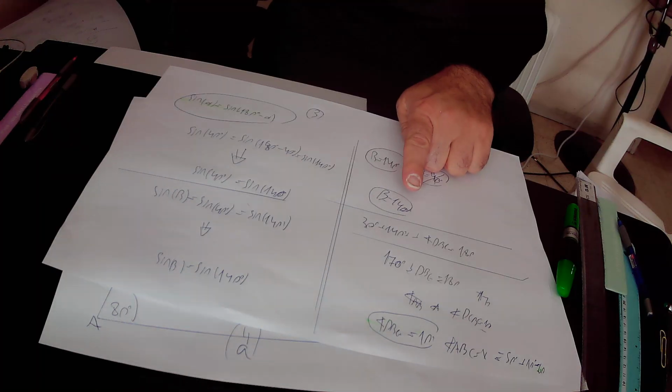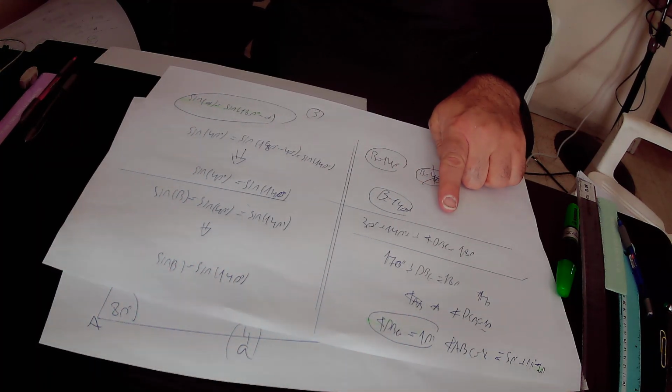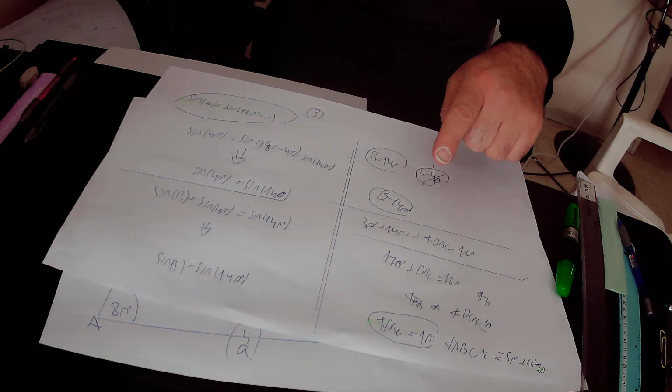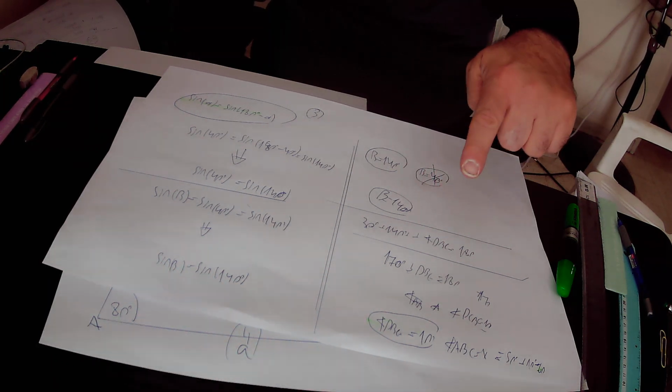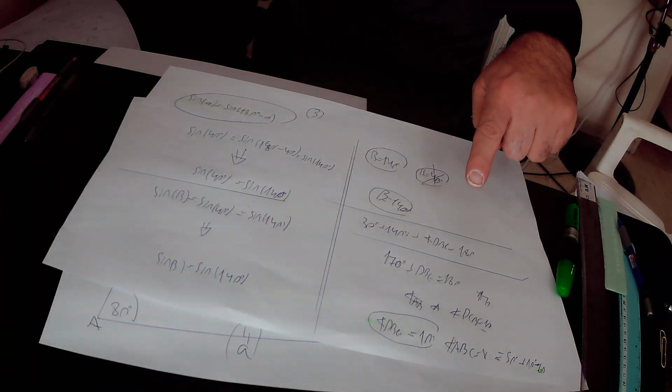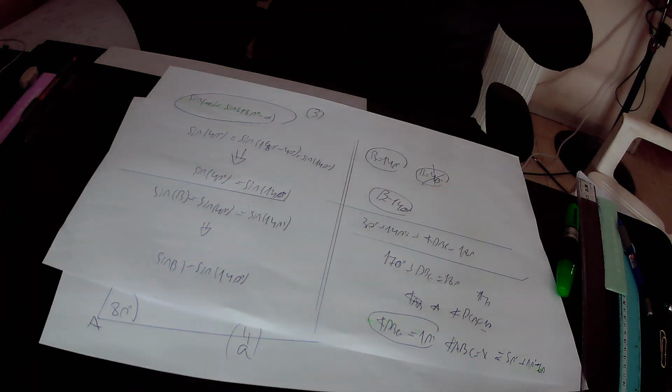30 degrees plus 140 degrees, that's the size of the first missing angle DBC, must be equal to 180 degrees. 30 degrees plus 140 degrees is 170 degrees. So 170 degrees plus the size of the first missing angle DBC in total must be equal to 180 degrees.